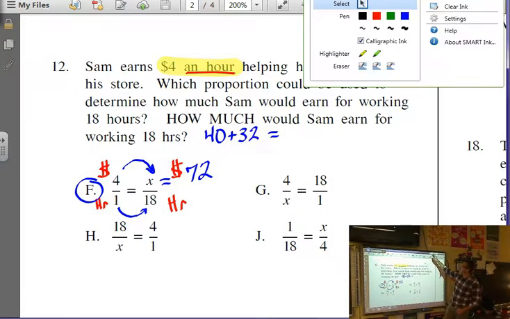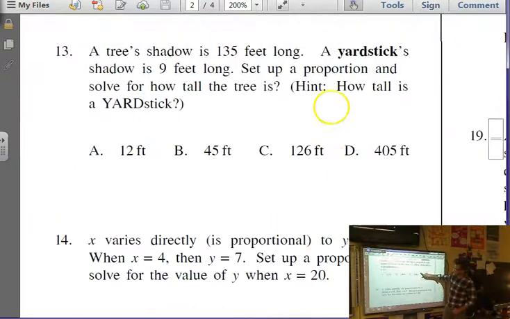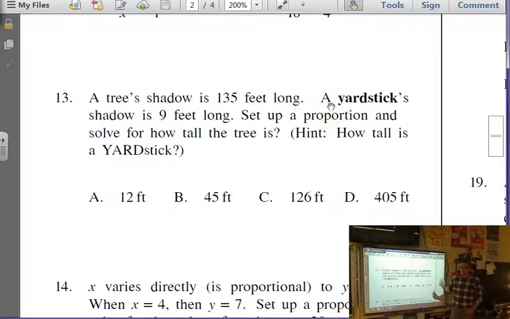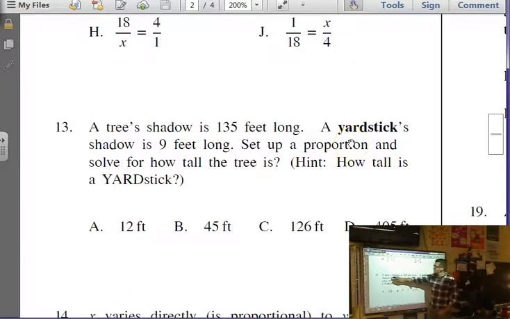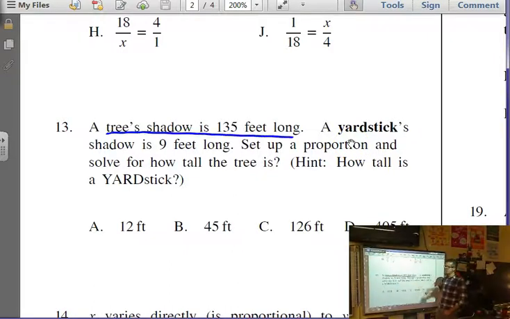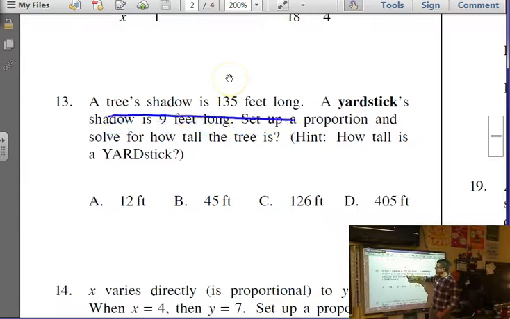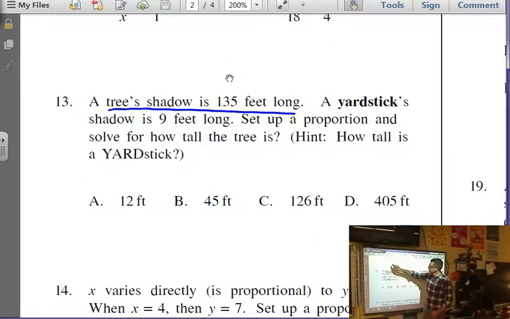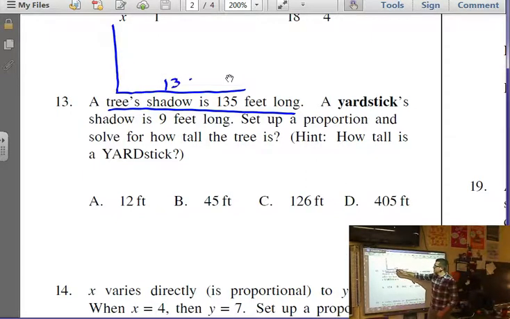Sam would make $72. In 13, same type of problem, just phrased a little differently. I like to draw pictures when we have problems like this. So we see that a tree's shadow is 135 feet long. We don't know how tall the tree is. So when I start to set this up, I would just say there's a tree of some height, shadow of 135.